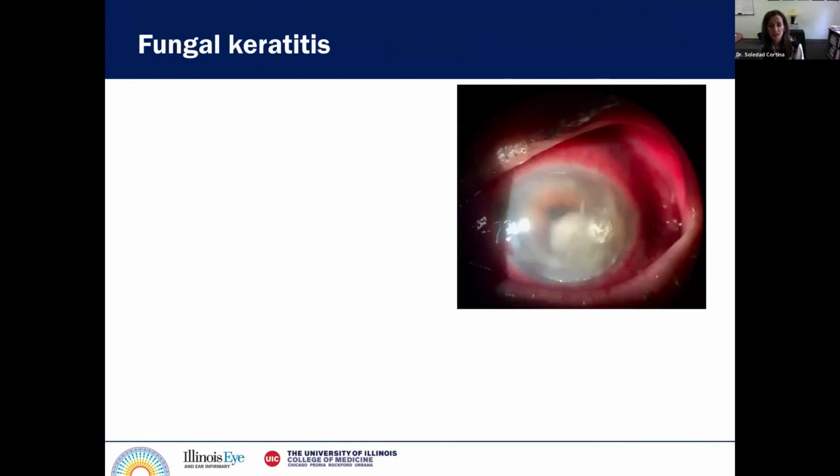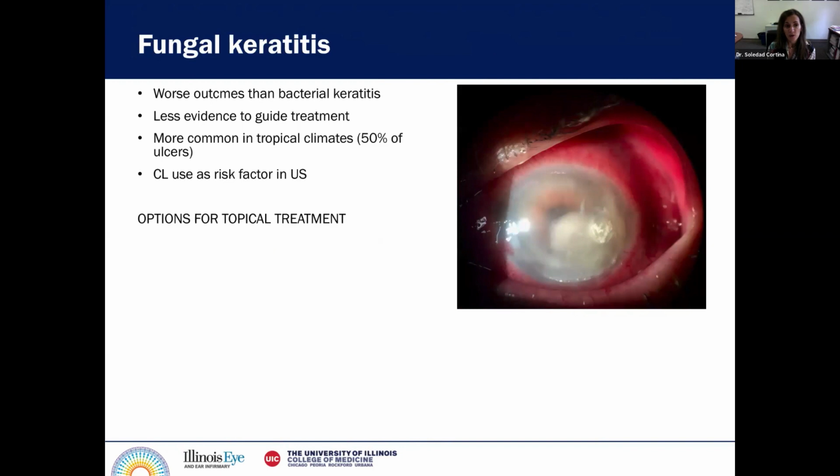What about fungal keratitis? Well, we know that it definitely has worse outcomes than bacterial keratitis. There is less evidence to guide treatment, and it is largely more common in tropical climates, where it represents almost 50% of all the ulcers. Here in the US, contact lens use is a significant risk factor, and we've had a couple of our contact lens solutions removed from the market for this reason.